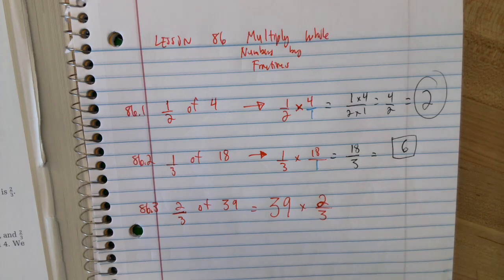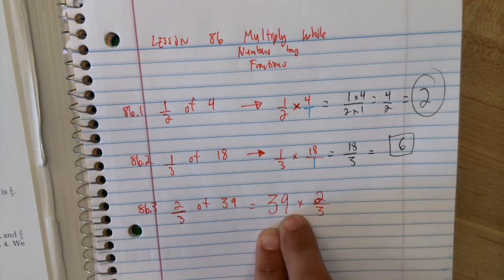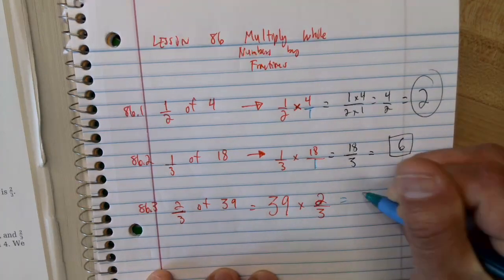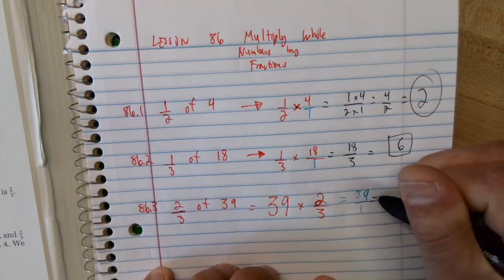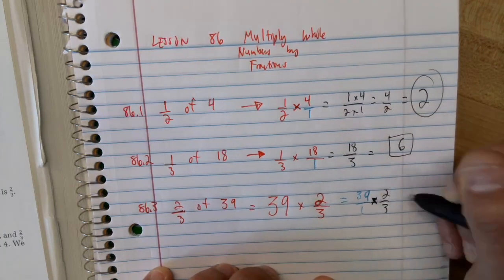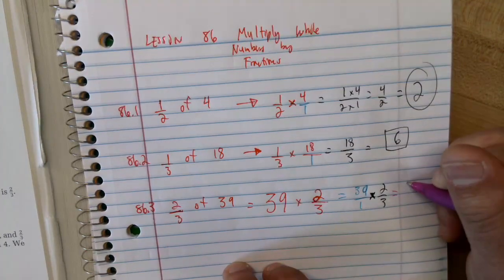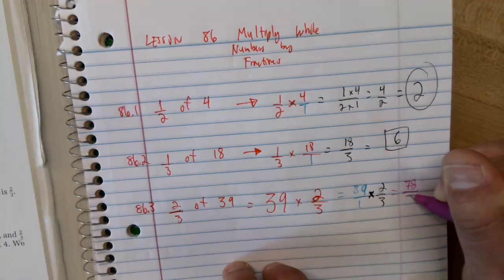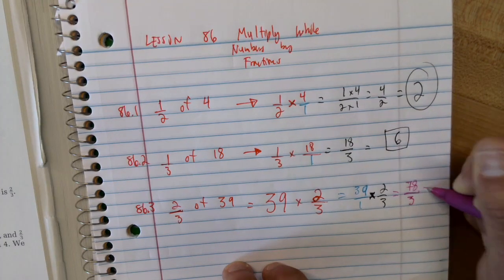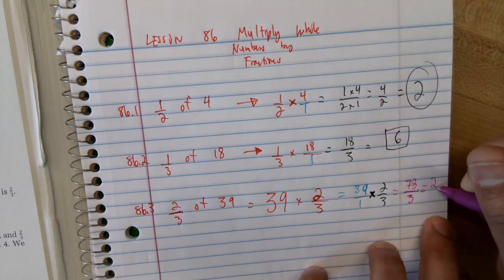Okay. So, can we use what we've done in the past? Can we make 39 into 39 over 1? Sure can. And then 2/3, we're going to leave that as 2/3. So then we have to figure out, what's 39 times 2? It's 78. And then what's 1 times 3? 3. Now we just have to do 78 divided by 3.